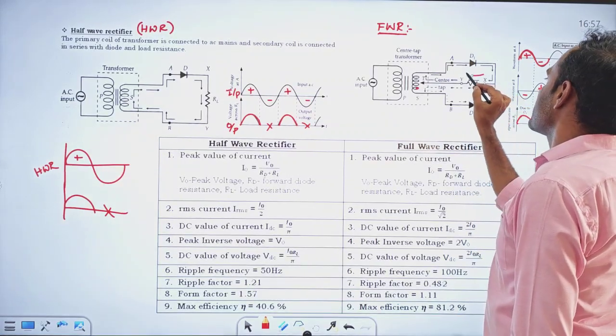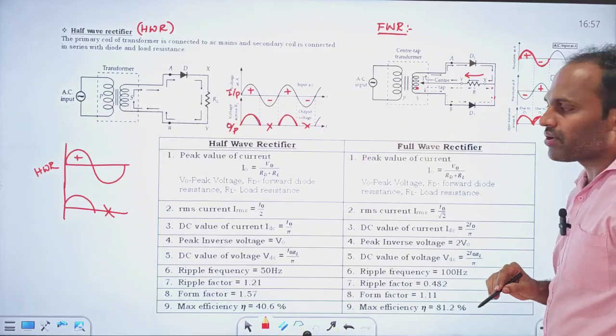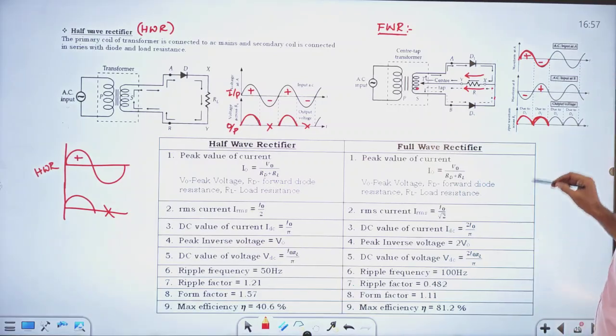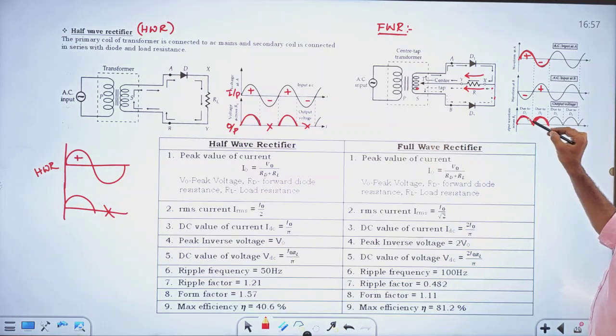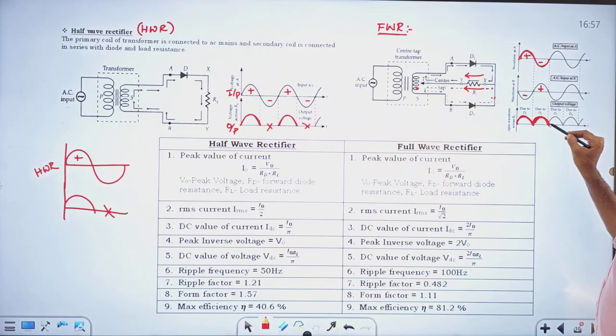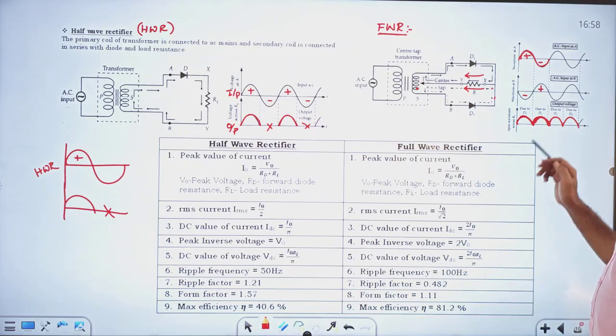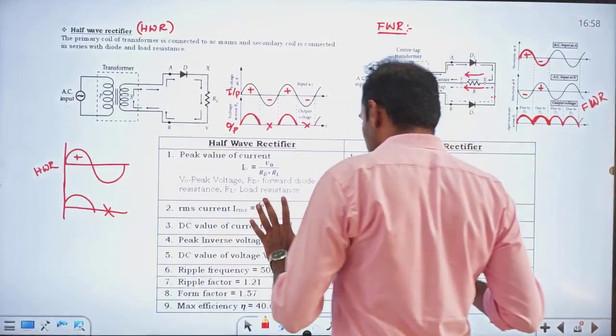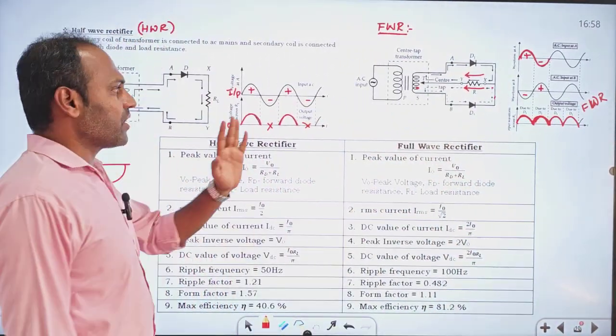When the first diode is forward biased, current flows in the same direction in the load resistor. When the second diode is forward biased, current again flows in the same direction. That's why you will get output in the same direction. Again D1 will be in forward bias, D2 in reverse bias, again in the same direction. D1 will become reverse, D2 will become forward, again in the same direction. So you are getting output for positive half cycle also, for negative half cycle also. That's why it is called full wave rectifier, because you get output for positive half as well as negative half. There are a few standard values related to half wave rectifier and full wave rectifier.